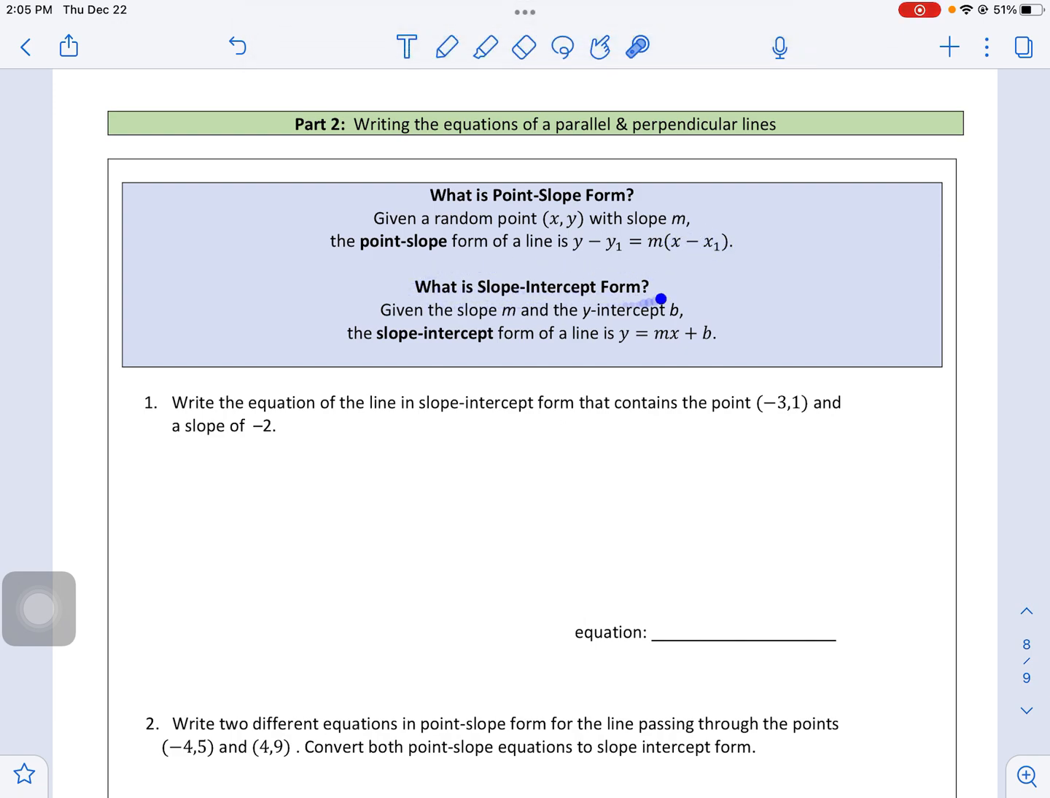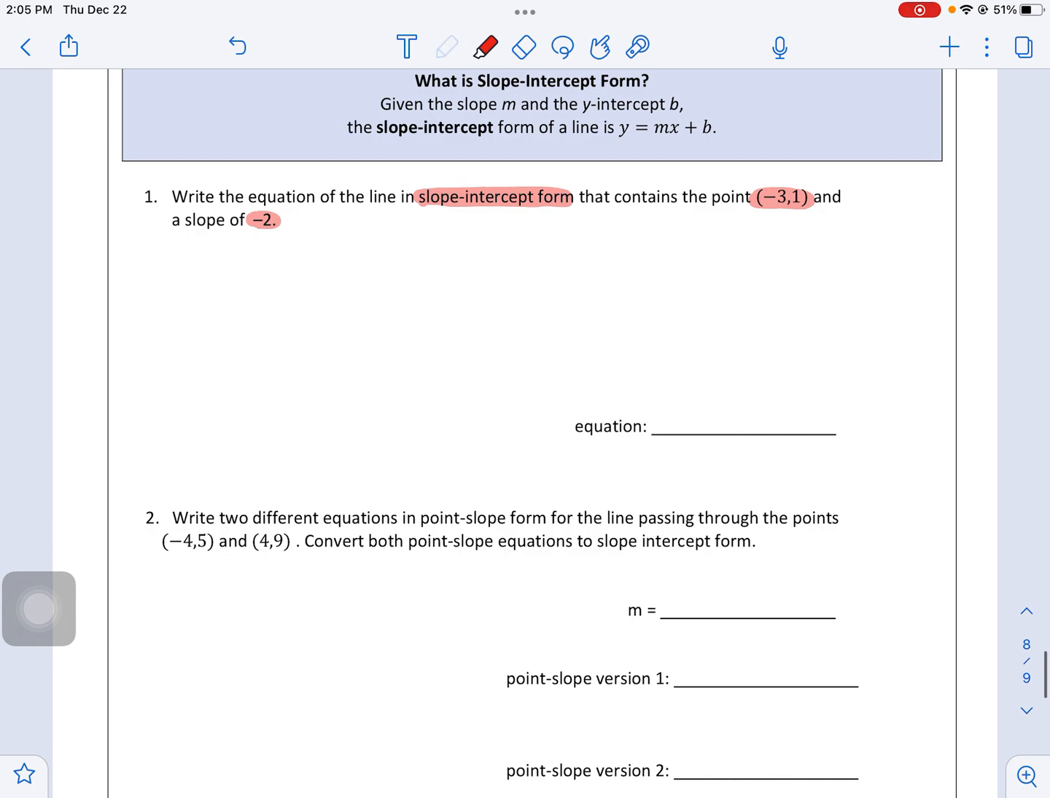Then what is slope-intercept form? We already talked about slope-intercept form, which is y equals mx plus b. So this one says write the equation of the line in slope-intercept form. So right here it's telling me what form I want, slope-intercept form. It contains the point (-3, 1) and has a slope of -2. So we're just writing the equation of the line in y equals mx plus b form.